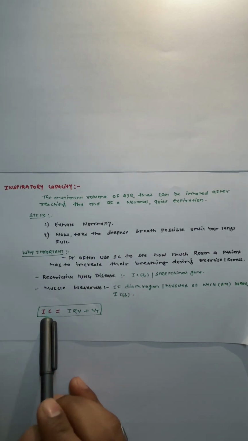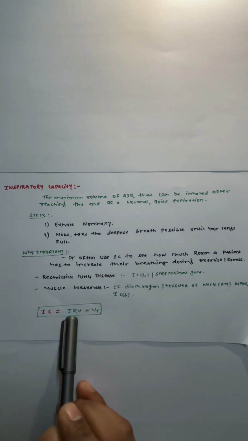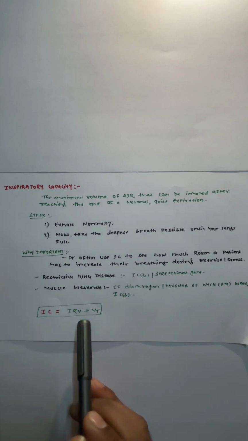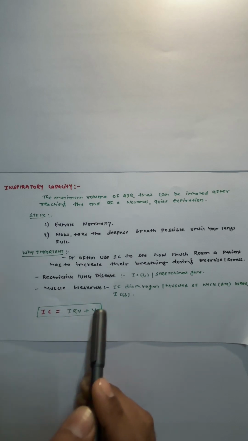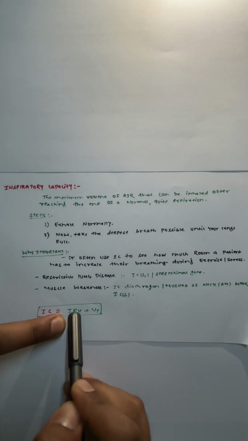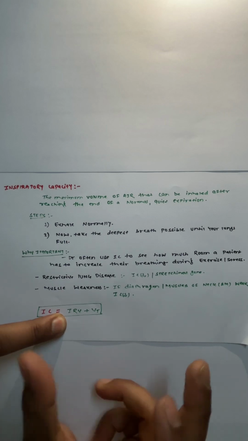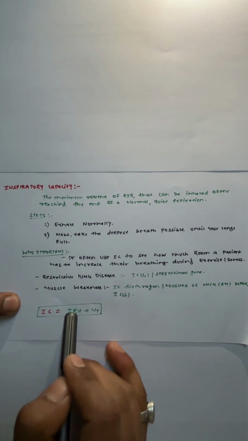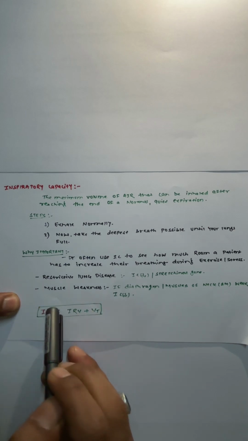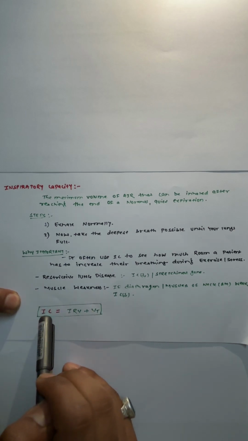There is a formula for inspiratory capacity: inspiratory reserve volume, that is IRV, plus tidal volume. We all know the tidal volume is the air that moves into the lungs with each quiet inspiration, and IRV is air that can still be breathed in after a normal inspiration. If you add both of these, it gives the value of inspiratory capacity.